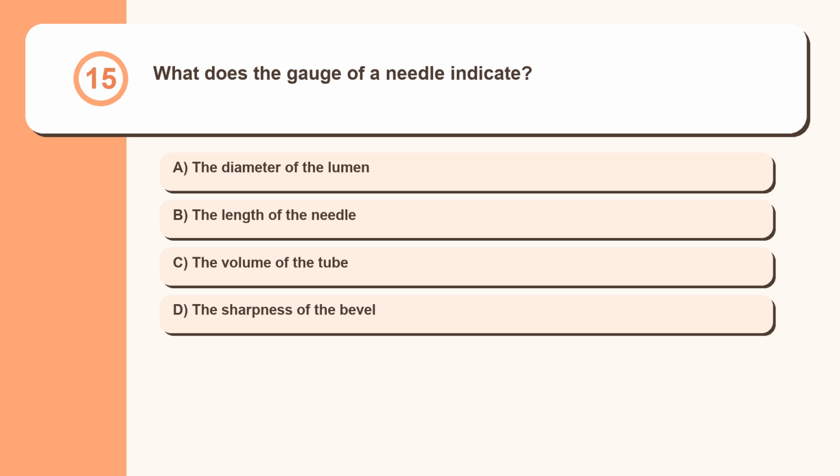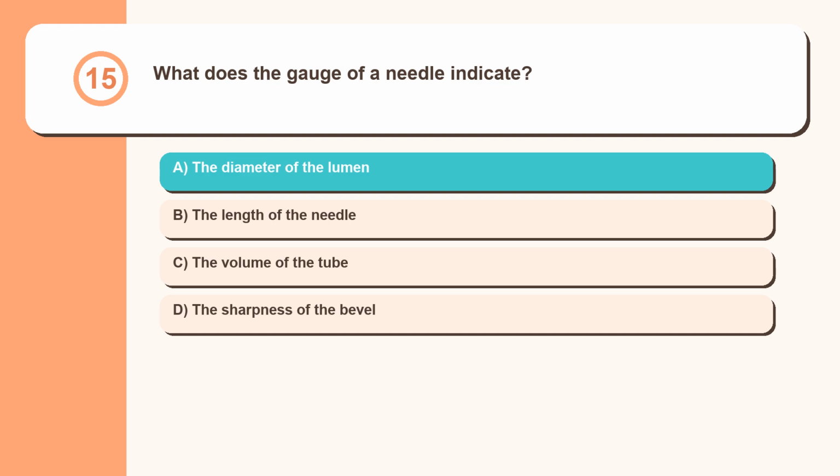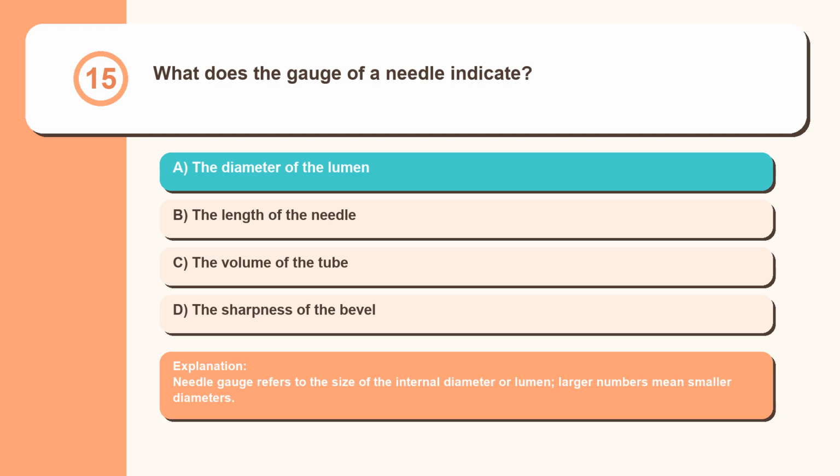Question 15. What does the gauge of a needle indicate? The diameter of the lumen, the length of the needle, the volume of the tube, the sharpness of the bevel. Needle gauge refers to the size of the internal diameter or lumen. Larger numbers mean smaller diameters.